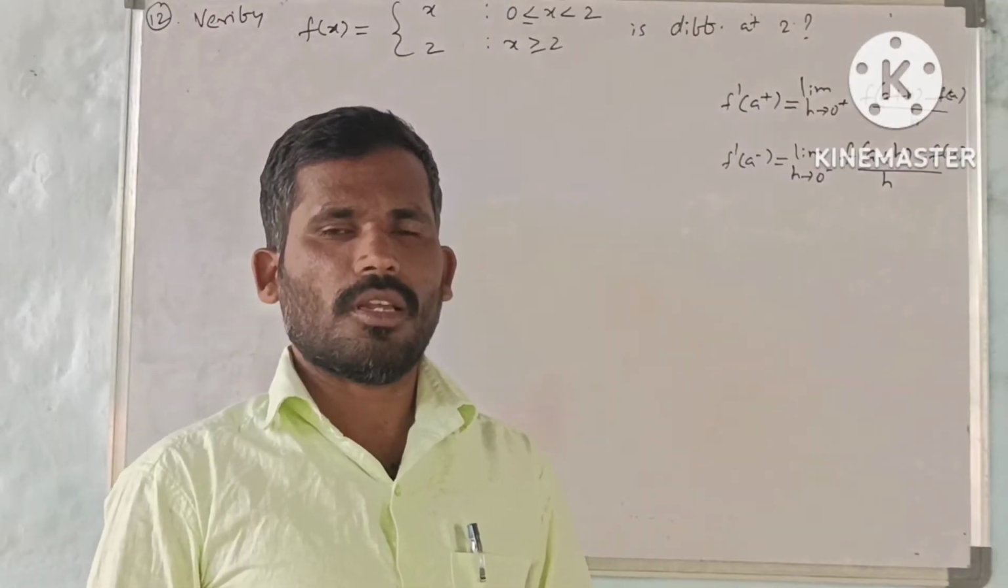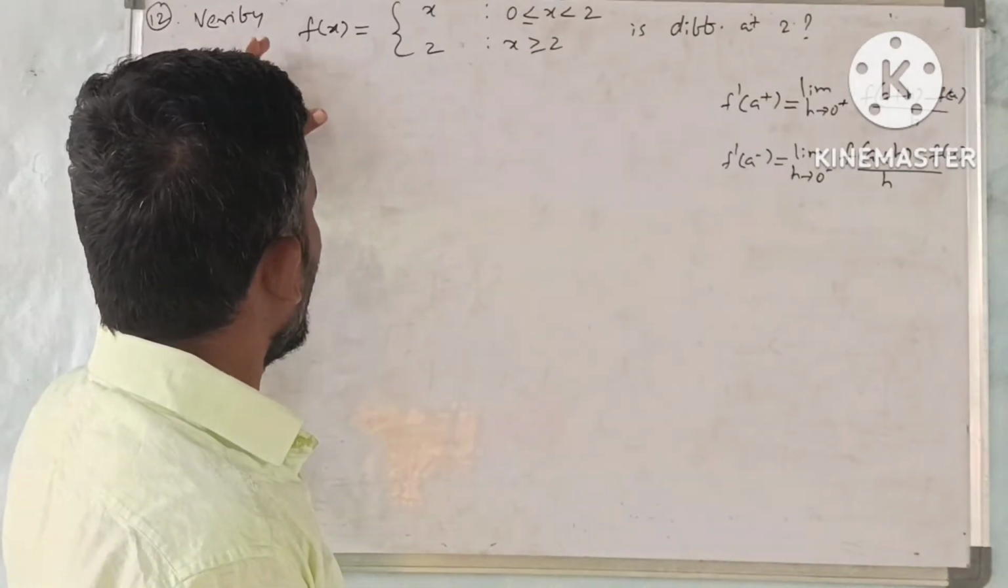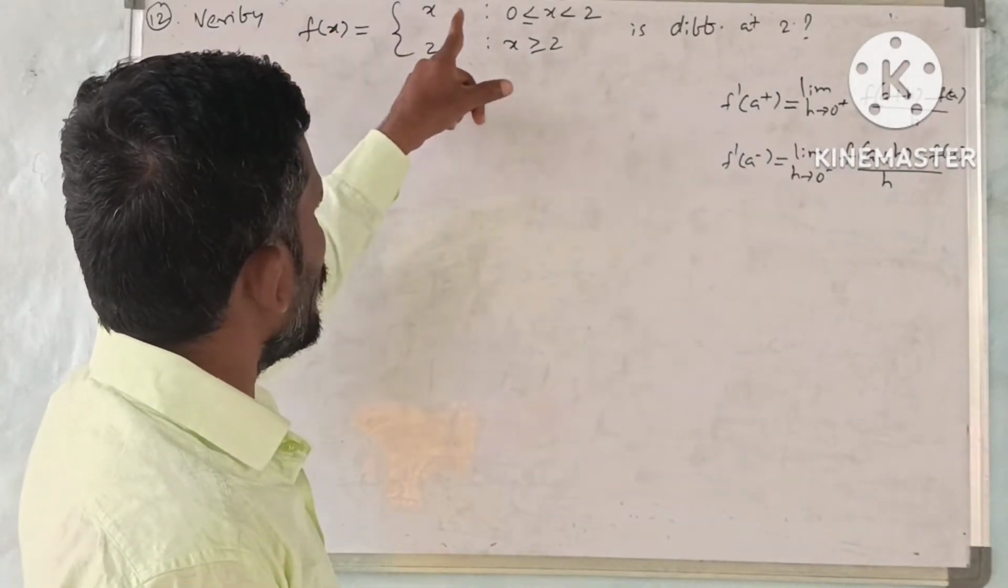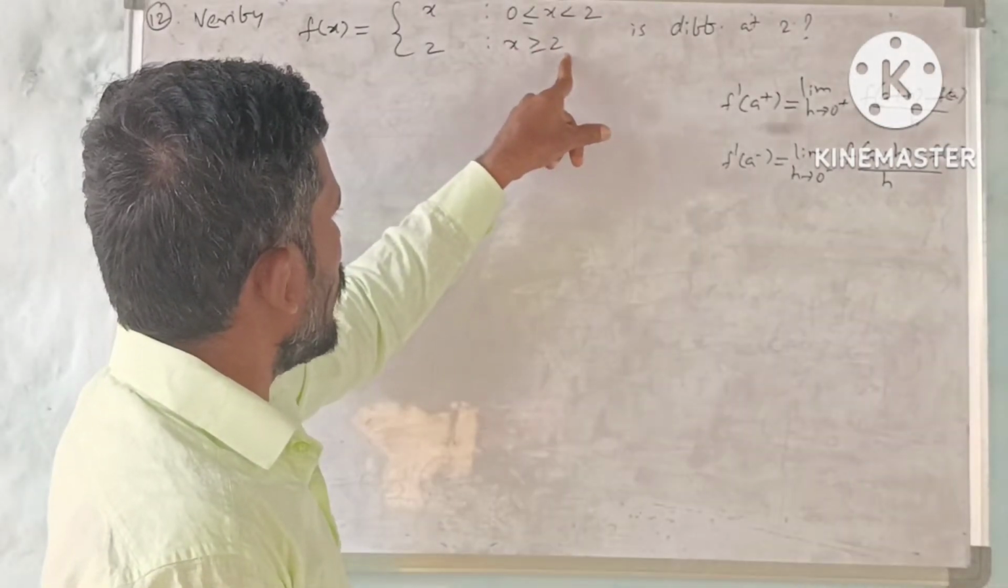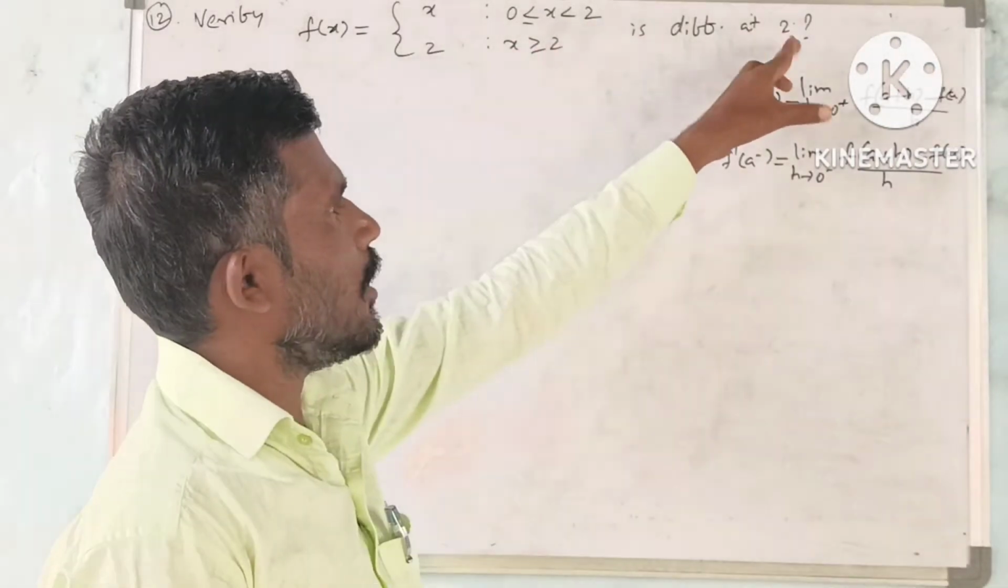Next problem in the differentiation, verify f of x is equal to x whenever x is between 0 to 2, and 2 whenever x is greater than or equal to 2, is differentiable at 2.